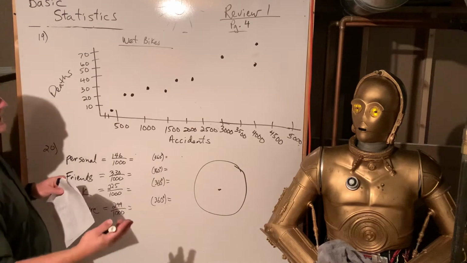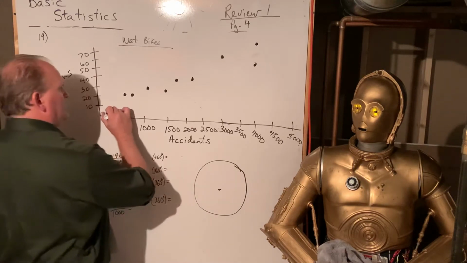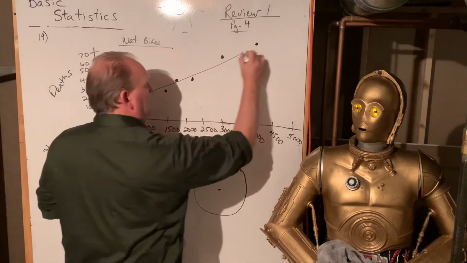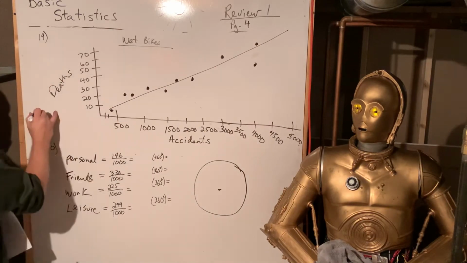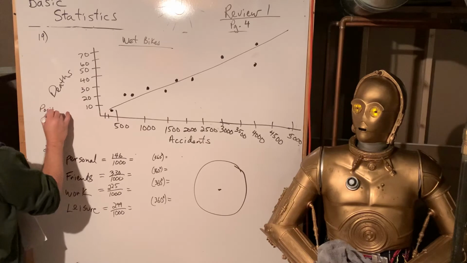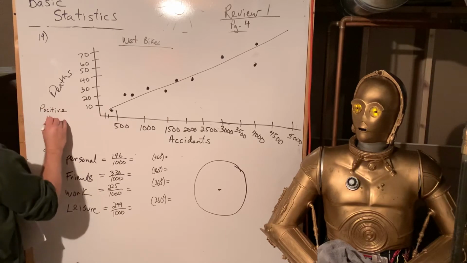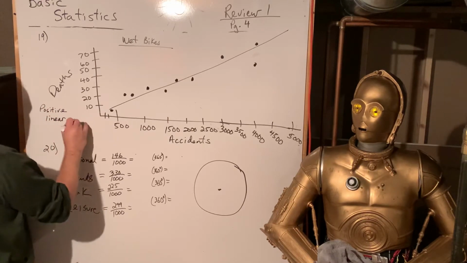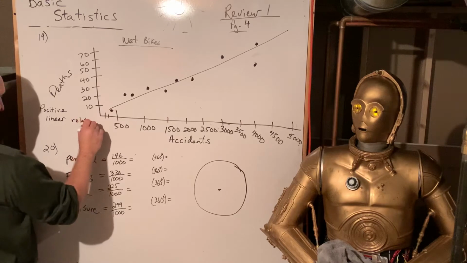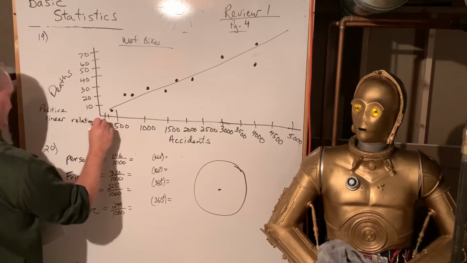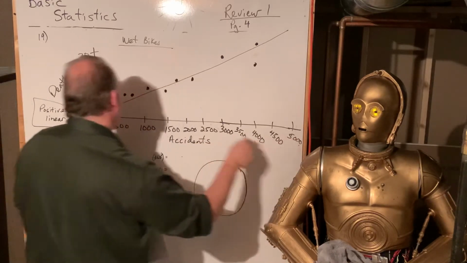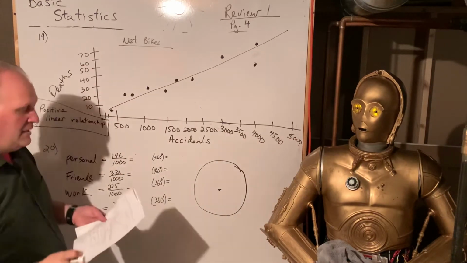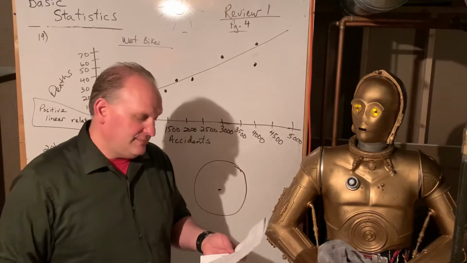And now we look at that, and it does look like there is a linear trend. Like you could fit a line there. So that would have a positive linear relationship. Which means as the accidents increase, so do the fatalities, which makes sense.